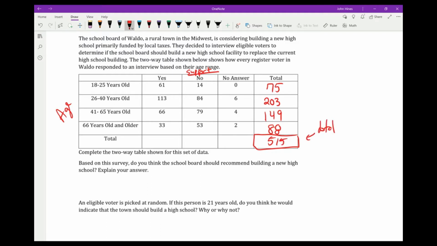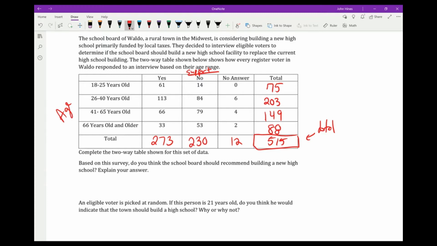Those are my row totals, but I could also find column totals. So let's go through and do that. How many people said yes? I'm going to go through and add up those four numbers there. 61 plus 113 plus 66 plus 33 is 273 people said yes. 14 plus 84 plus 79 plus 53, 230 of them said no. And I don't need a calculator for this one. 6, 4, 12. 12 people did not respond. So that's how we fill in two-way tables, is we find our row totals, and these values here need to add up to the margin.